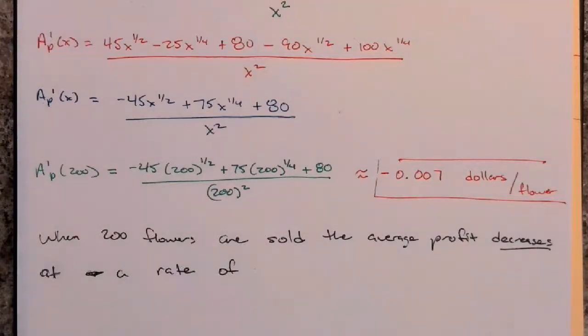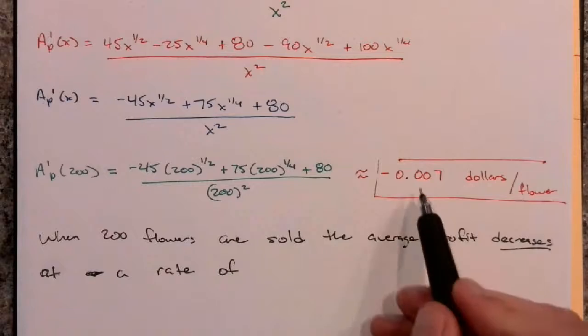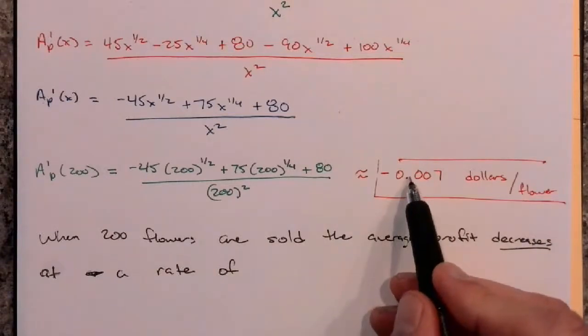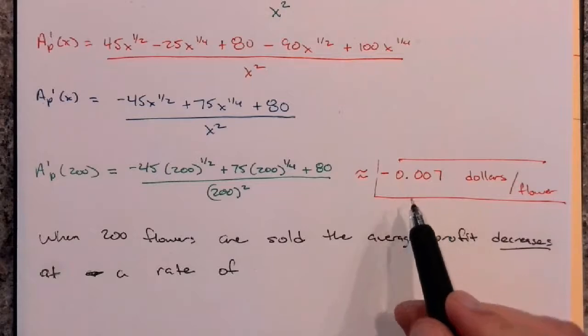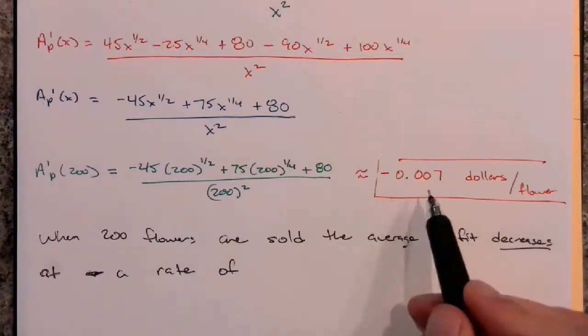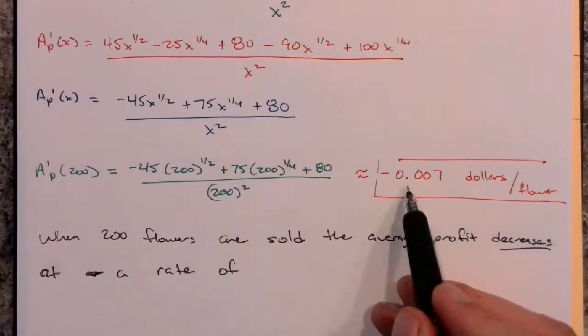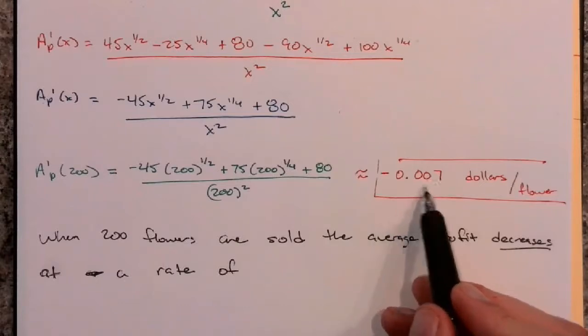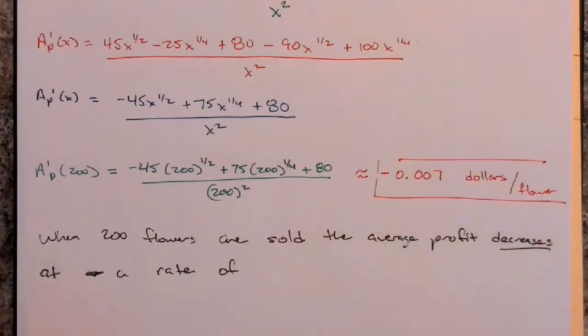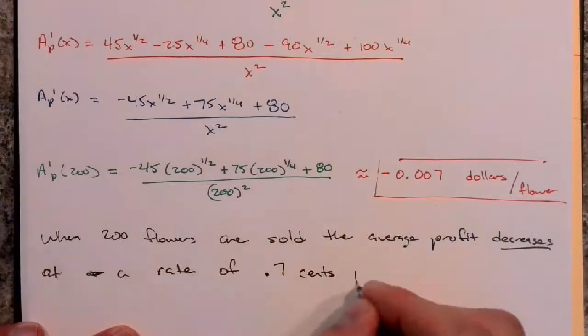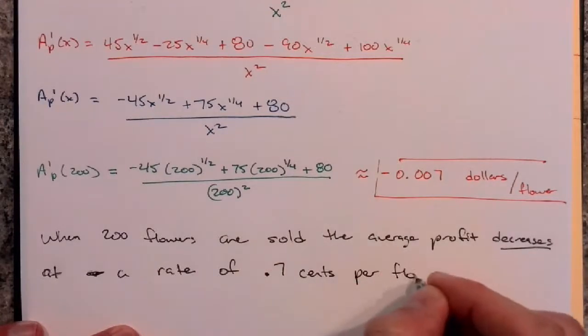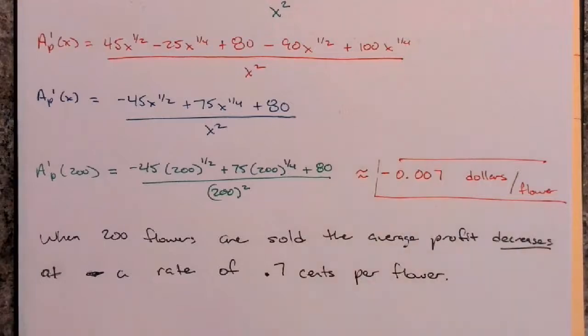But how would you talk about cents? Well, to move from dollars to cents, you would move the decimal 2 to the right. Kind of how if you had 25 cents, you could write it as $0.25, or you move it over 2 to the right and say 25 cents. Same thing here, just looks weird with a decimal. You move it over 2, you get 0.7 cents. So at a rate of 0.7 cents per flower. And that would be a sentence summarizing what we just found.